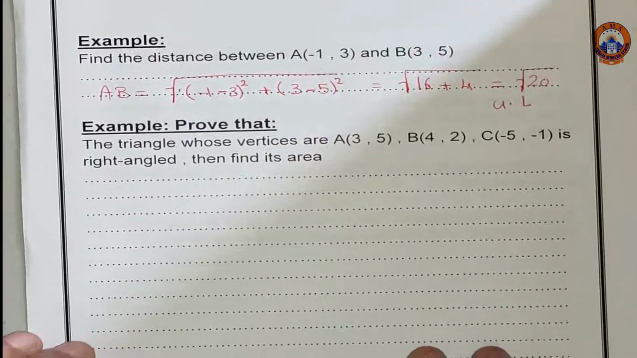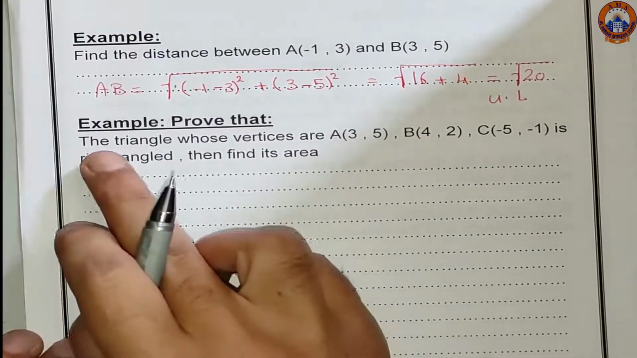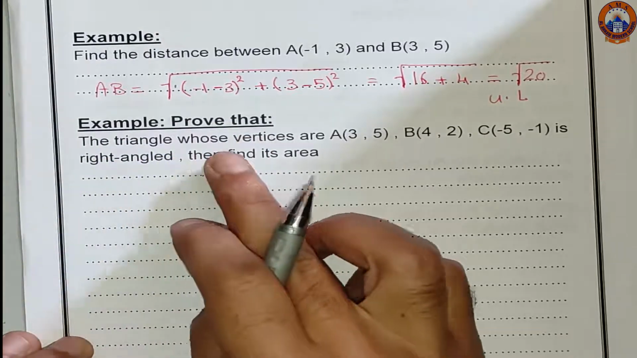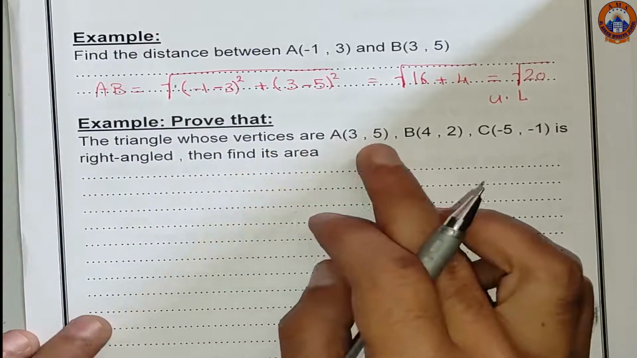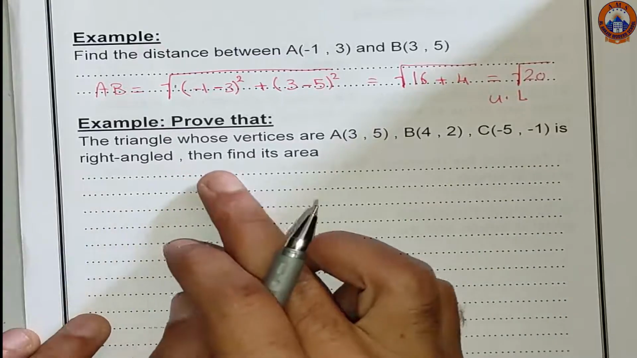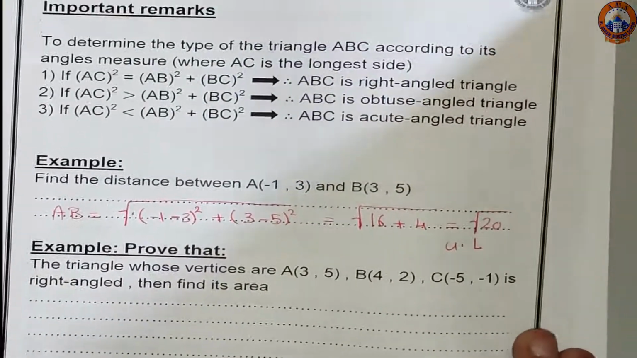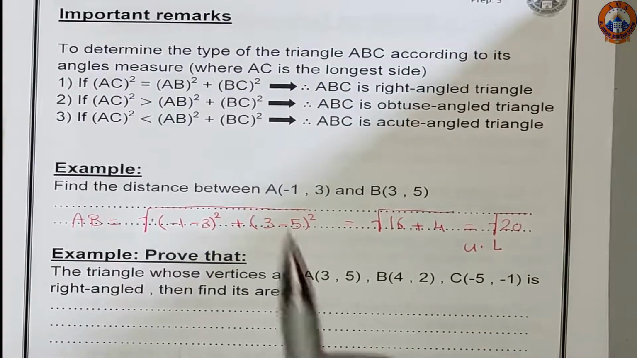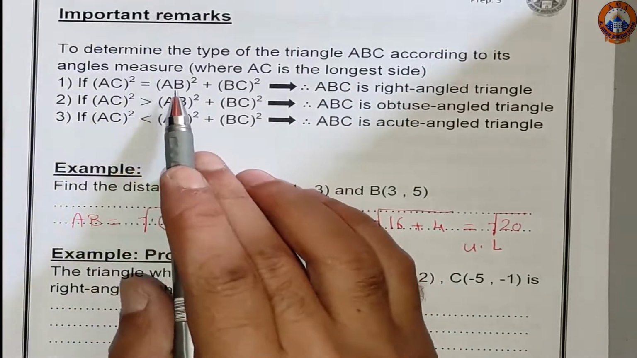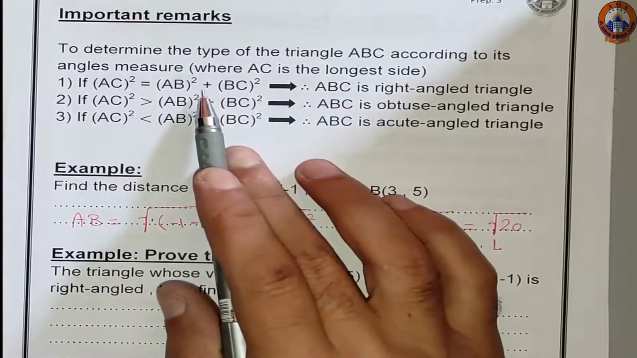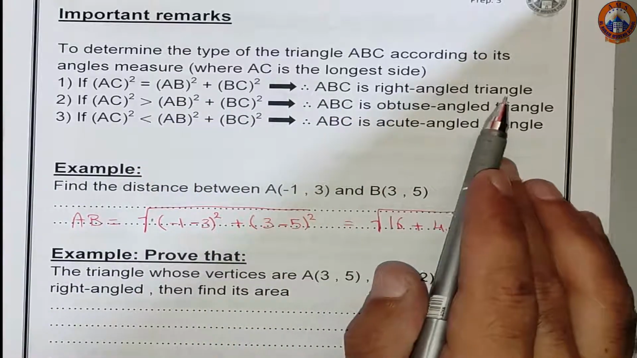Another question. Example number 2: prove that the triangle whose vertices are A, B and C is a right angle triangle and find its area. We have a note up there which says if you get a side squared equals the sum of the squares of the two other sides, so this triangle is gonna be a right angle triangle.